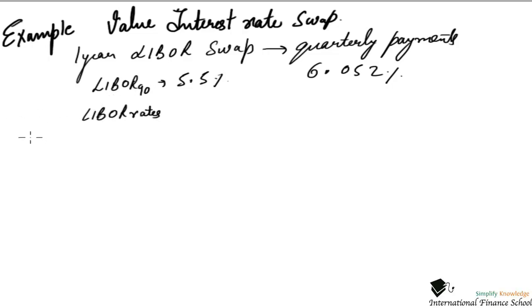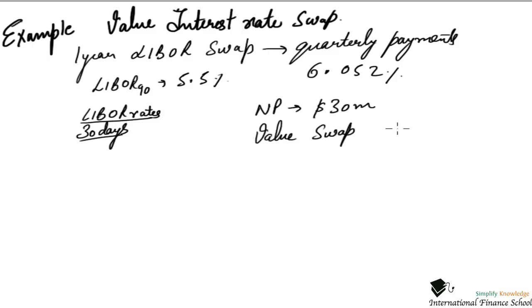All LIBOR rates are annualized. After 30 days have passed, the LIBOR rates are given to you, and let's take a notional principal amount of $30 million. Now you need to value the swap after 30 days.